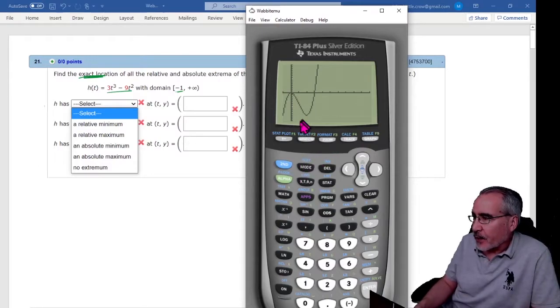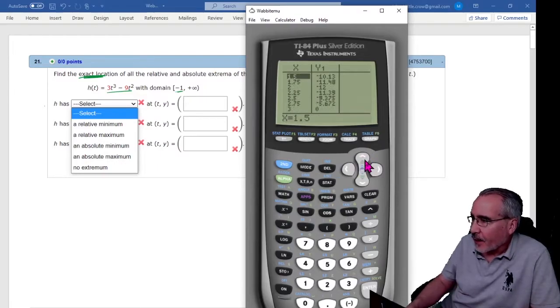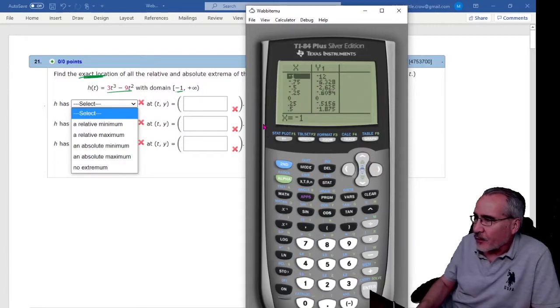Okay, so one of the quickest ways to find -1 is to go to the table and scroll to where x is -1. Yes, could have been quick if I would have had my table set up. So -1 is -12, and they want us to list these generally from the smallest x to the largest. So -1 to -12, and we'll hold up judgment.